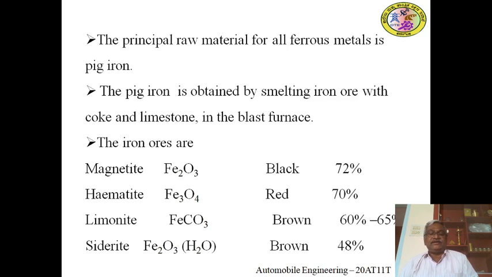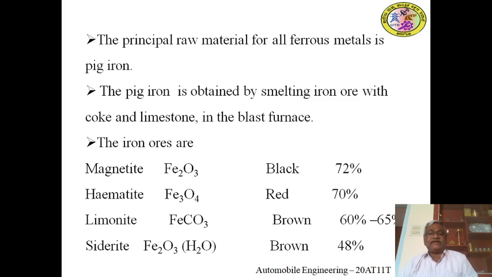Hematite is another iron ore. The chemical formula is Fe3O4 and it is red in color and it contains iron up to 70%. Limonite, chemical formula FeCO3, its color is brown and the iron percentage is 65%. Siderite, hydrated Fe2O3, color is brown and the iron content is 48%.